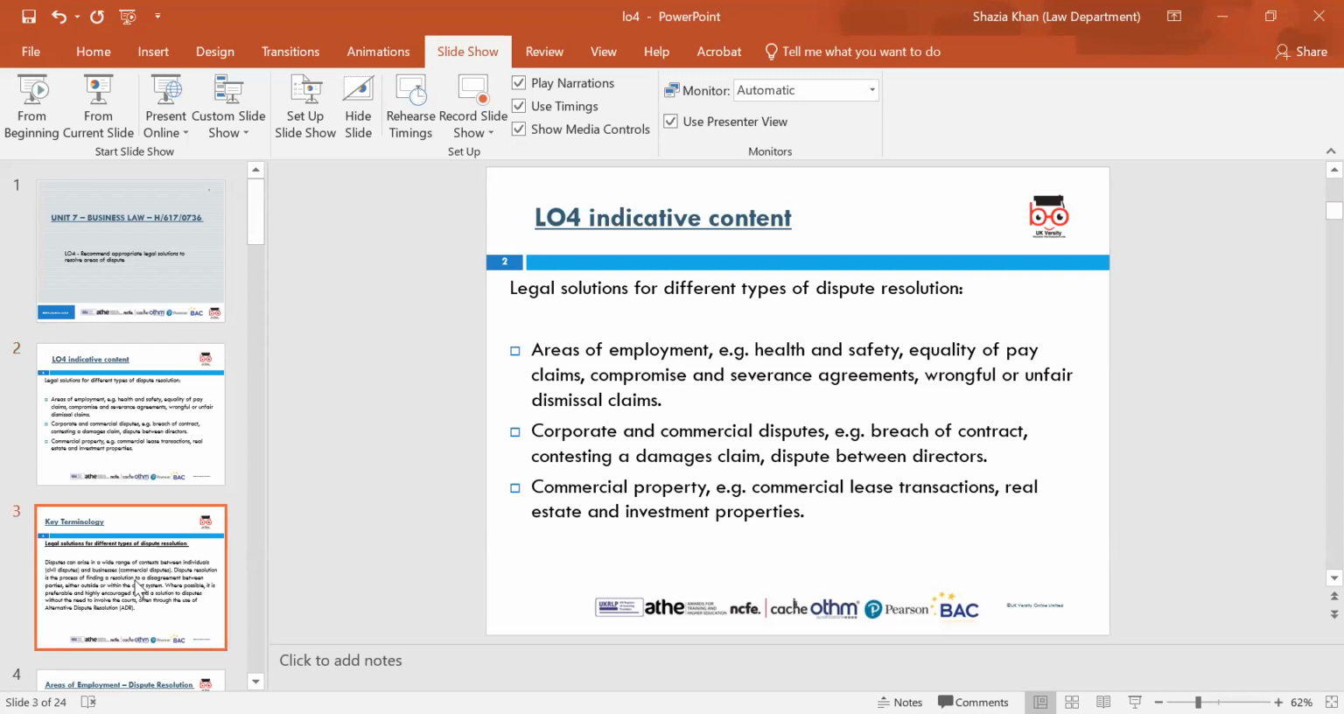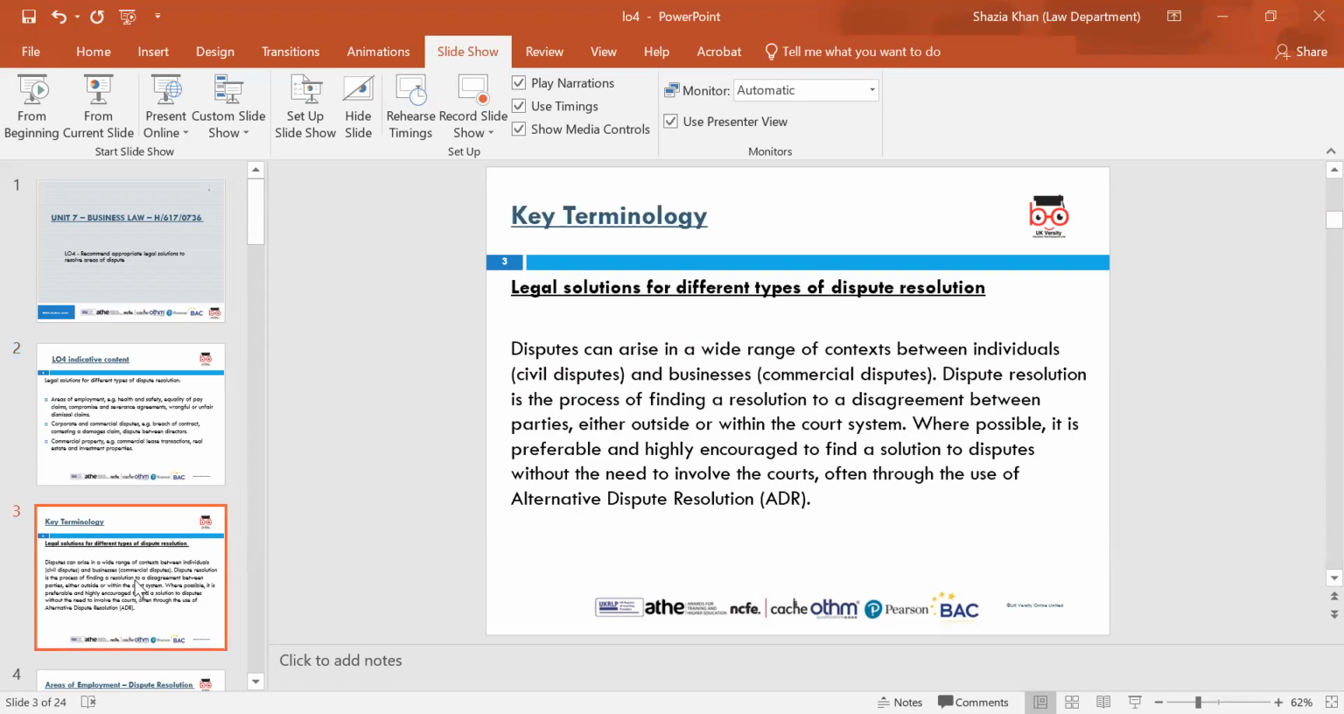So the key terminology in the first one, legal solutions for different types of dispute resolutions. Disputes can arise in a wide range of contexts between individuals, which may be you and me, civil disputes, and businesses, which are commercial disputes. Dispute resolution is the process of finding a resolution to a disagreement between parties either outside or within the court system.